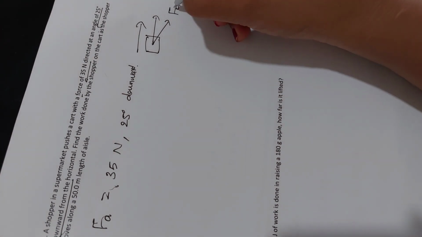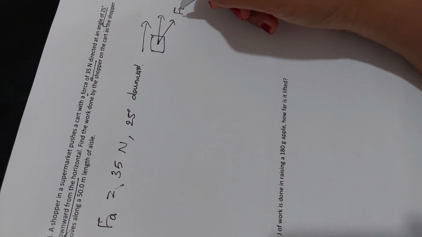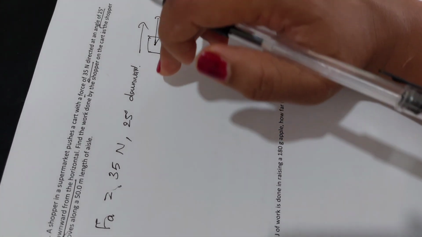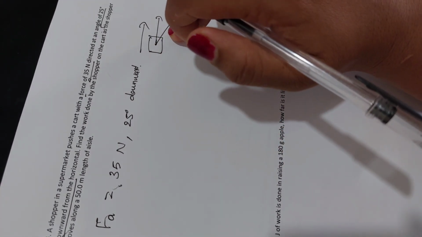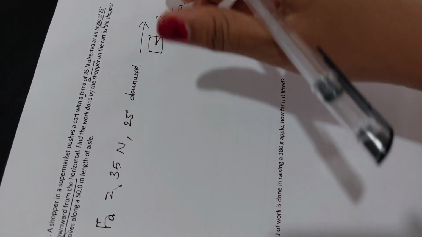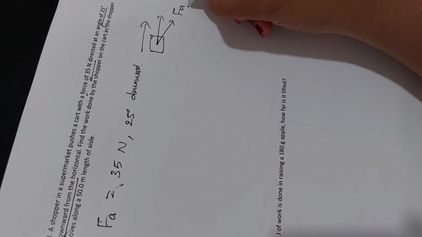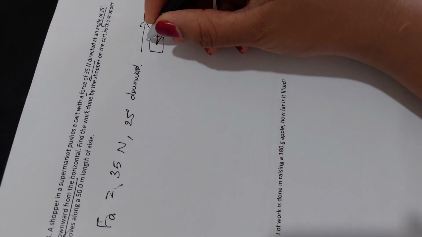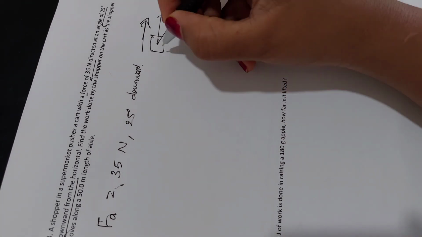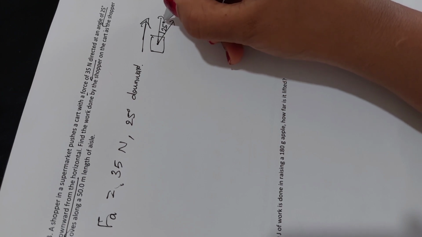Applied force is downward. So this applied force is acting downward. We know that when the applied force is not parallel to the direction of motion, not all of the applied force will be used to do work. Only some part of this applied force is used to do the work, because the work is happening along this direction. So here we can resolve this applied force, and this angle is 25 degrees.